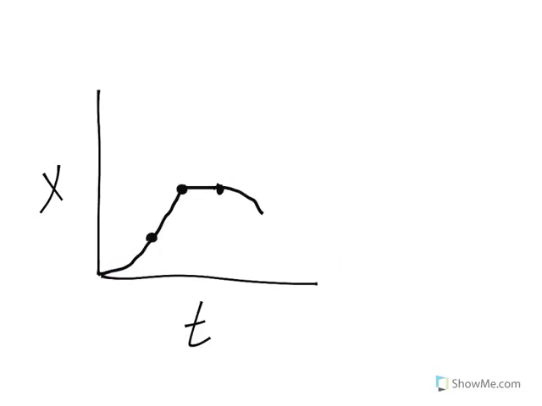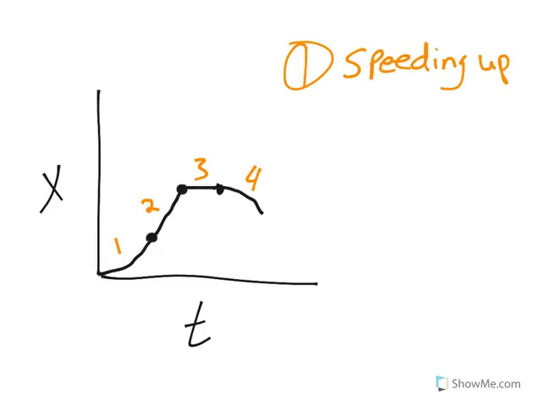All right? Let's look at one last thing. Let's try to identify what all these things are doing. So we've got four sections here. Let's try to identify what's happening in each section. In the first section, we want to notice that it's curving upwards, so that means the object is speeding up. It has a positive acceleration.